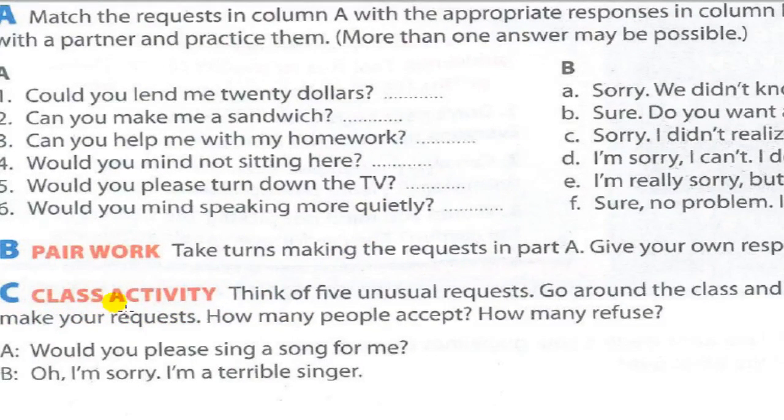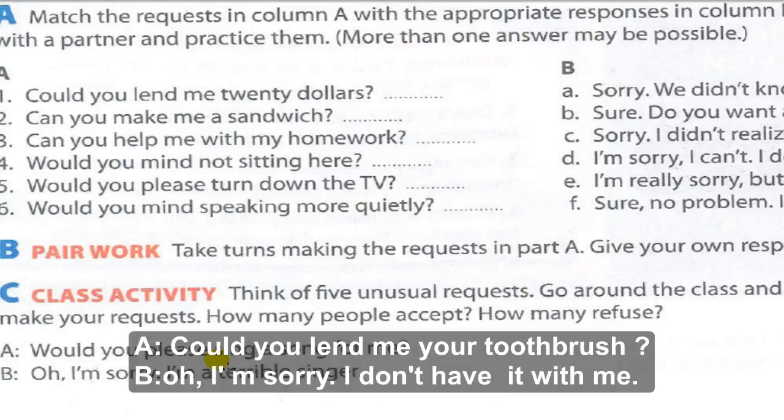C. Class activity. Think of 5 unusual requests. Go around the class and make your requests. How many people accept? How many refuse? So in this exercise, you make a class activity with all your friends. Like, would you please sing a song for me? Oh, I'm sorry, I'm a terrible singer. For example, A. Could you lend me your toothbrush? Oh, I am sorry. I don't have it with me now.